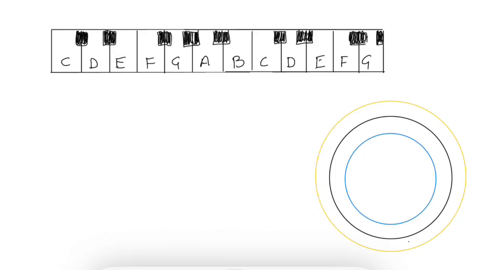So let's start. The first thing we need to know about the circle of fifths is that we need to find out the sharp major scales. For this, we just have to move 7 semitones forward.